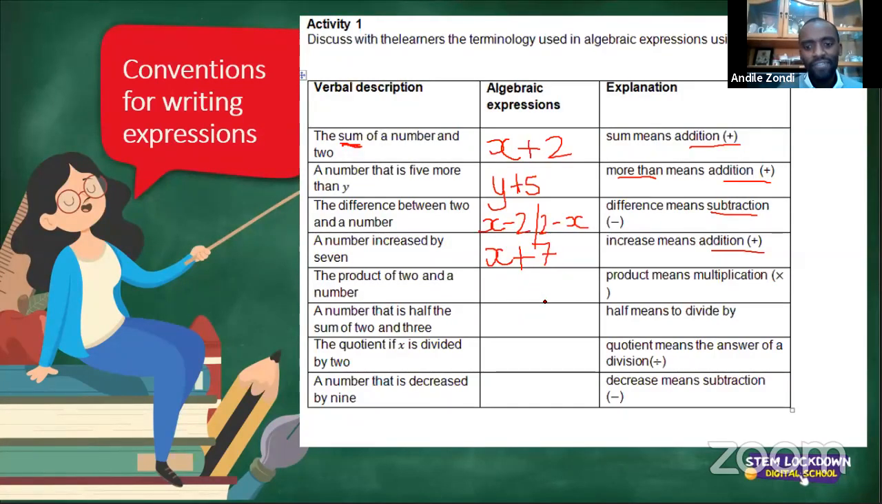Okay, now for this one, the question says the product of 2 and a number. Here, the keyword is product. What does product mean? A product means we're multiplying, multiplication, right? Okay, learners, I need your answers. Give me your answers in your chat.